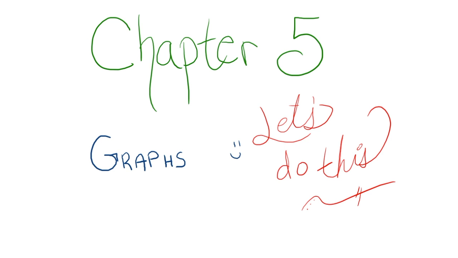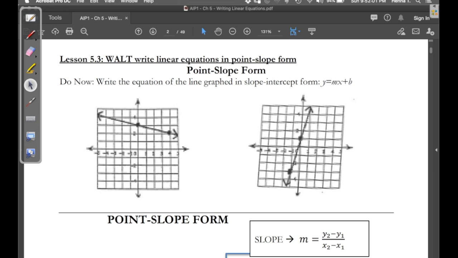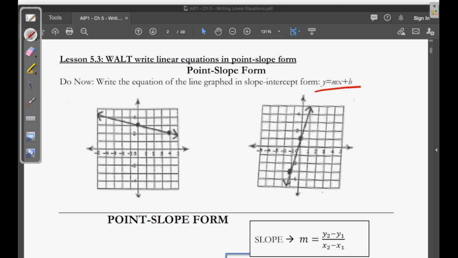We are going to get started on our Chapter 5 packet. This one focuses on graphs and really the equations that we're dealing with, whether in slope-intercept form, and then you'll find out new types of equations like point-slope form. But before we get started on PSF, let's do y = mx + b, which is our slope-intercept form.